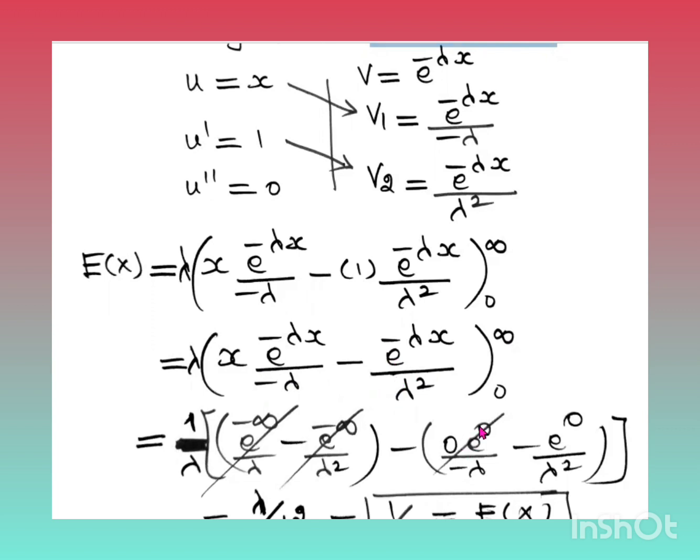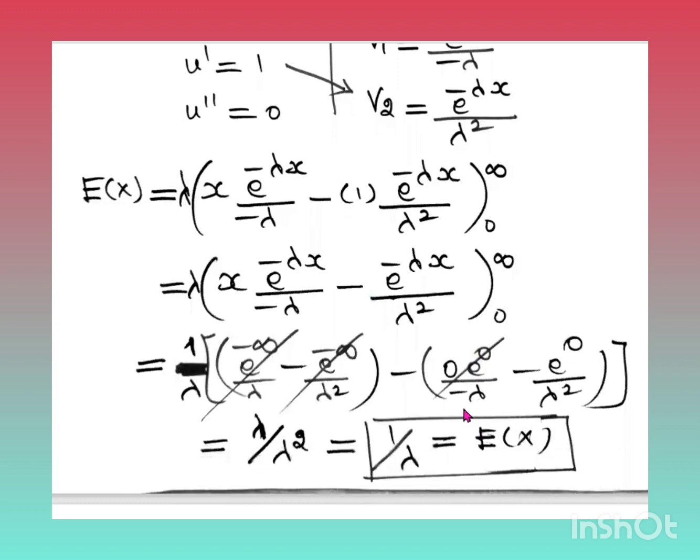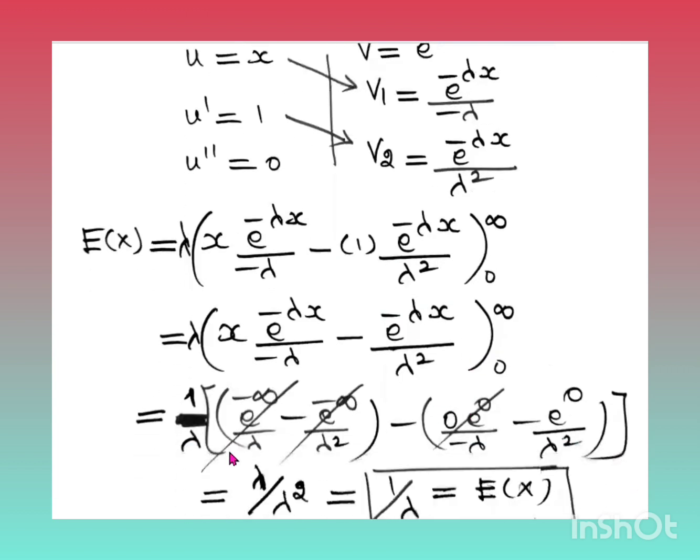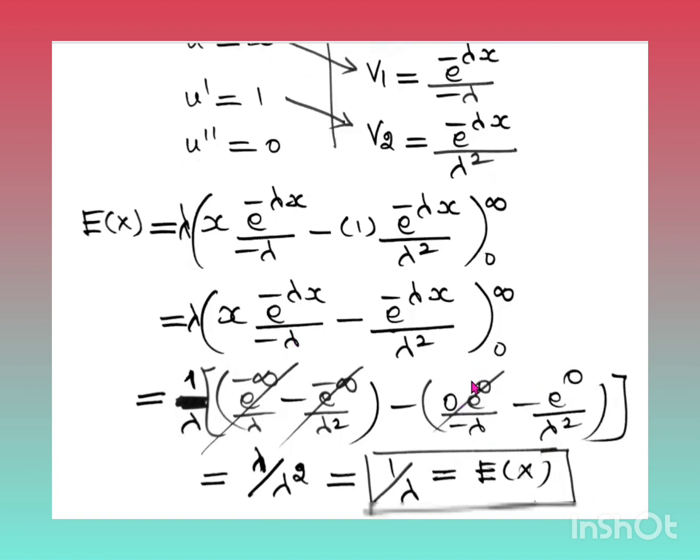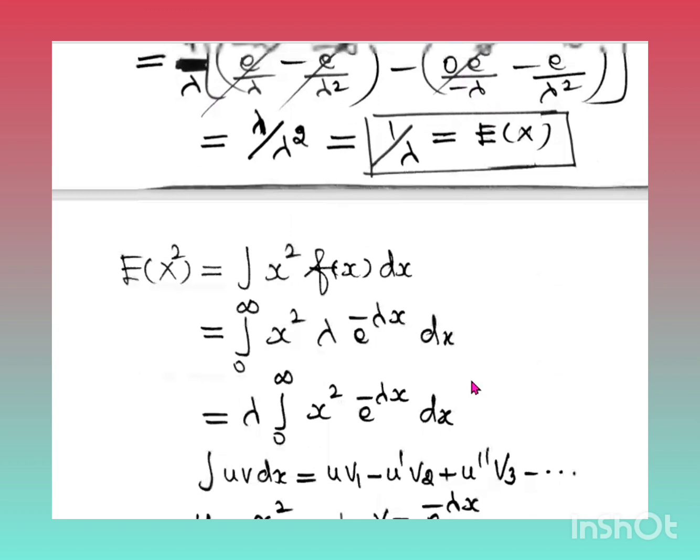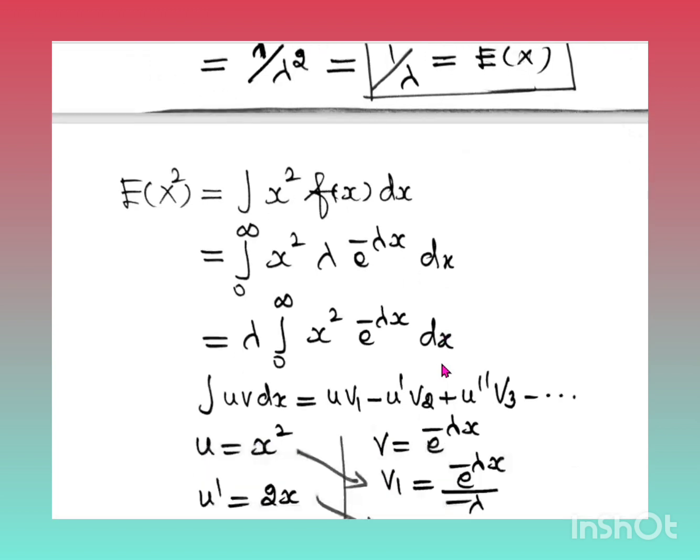So when you apply the lower limit, the first term will become 0, and the second term will be e power 0 divided by lambda square. So lambda divided by lambda square. E power 0 is 1. So minus of minus e power 0 plus e power 0 divided by lambda square, so lambda divided by lambda square, which is equal to 1 by lambda. This is E of x, the expectation of x.